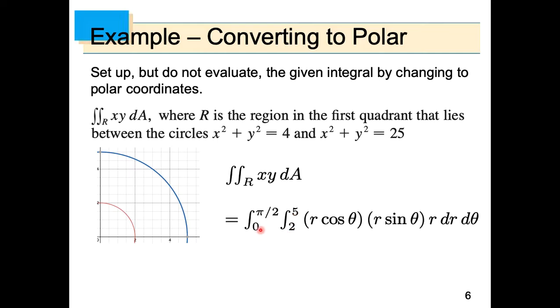And why are we only going from 0 to pi over 2? Well, as you can see, we are only rotating this region from an angle of 0 down here up to the positive y-axis, which is, we all know from trigonometry class, pi over 2. And again, notice how the angles are on the outermost integral that correspond with the outermost differential.